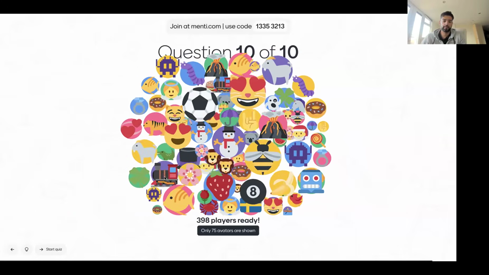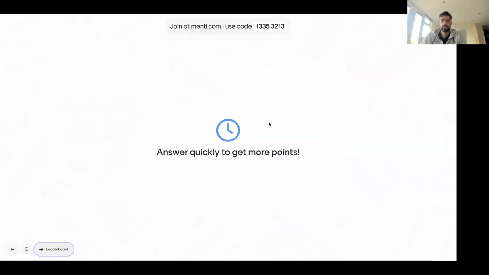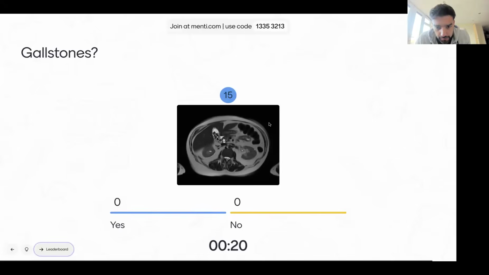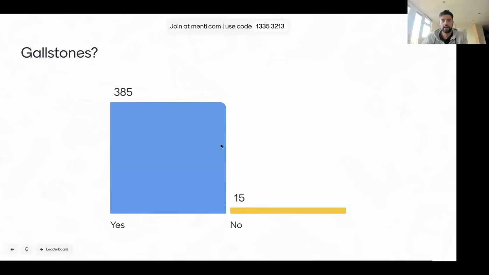And then last question. Yeah, good. Most of you got that there were lots and lots of stones there. That one had loads of stones.